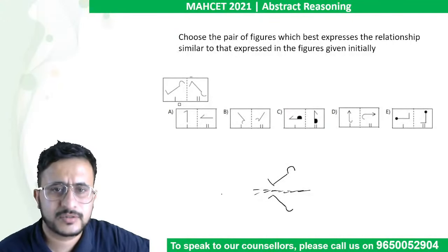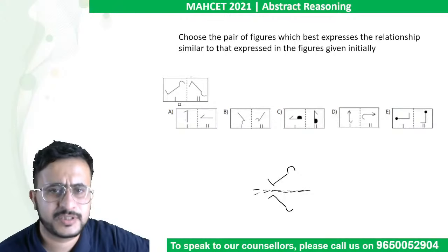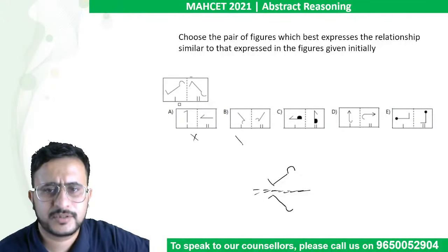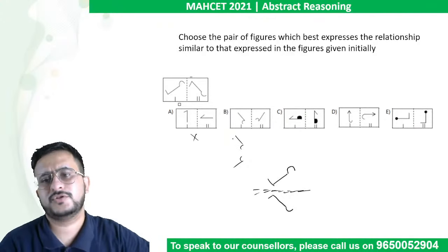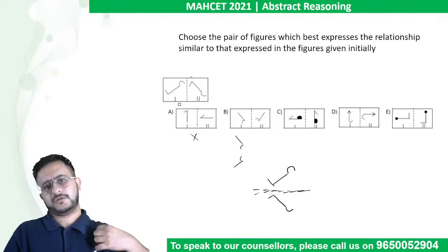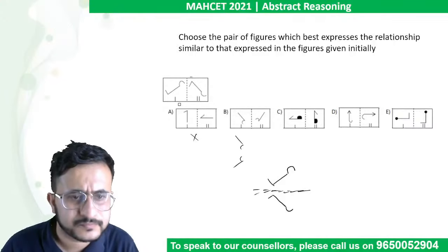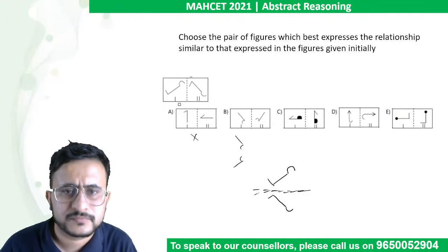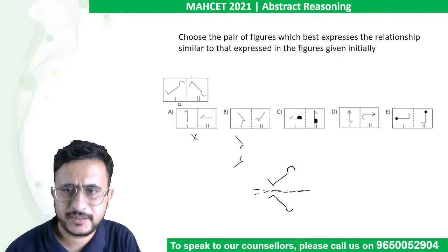This is actually a water image, right? So we will see the water image of this. This is not the water image. The water image will be like this. And this is rotation, and that is also not following. The water image is also not following the pattern. Now from the water image we are not getting anything.